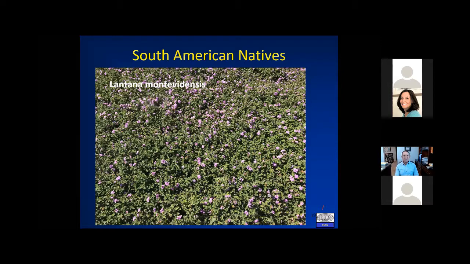So we have one South American native, and that's Lantana montevidensis. And this one's a very common one in the landscape. And in the previous studies that we've done, it's very drought tolerant. It will stay green. It develops a very good root system, and it will flower. The other nice thing about this plant is that you can prune it back fairly hard and it will come back. It may defoliate a little bit, but it recovers.